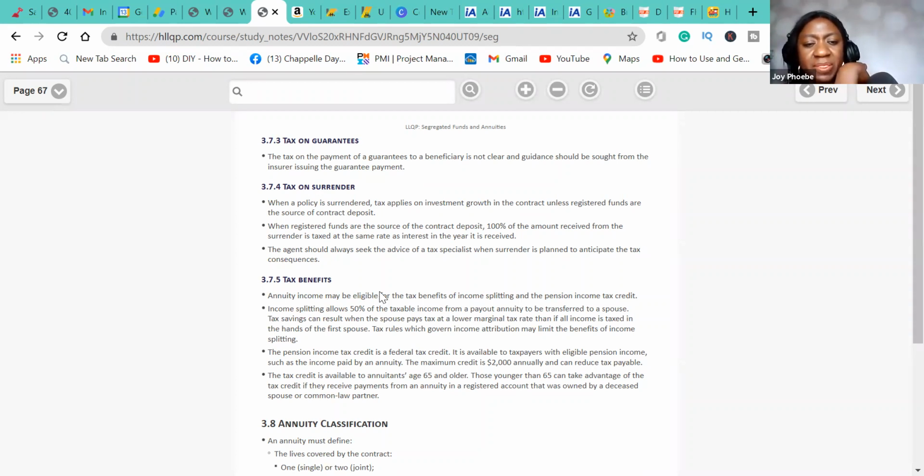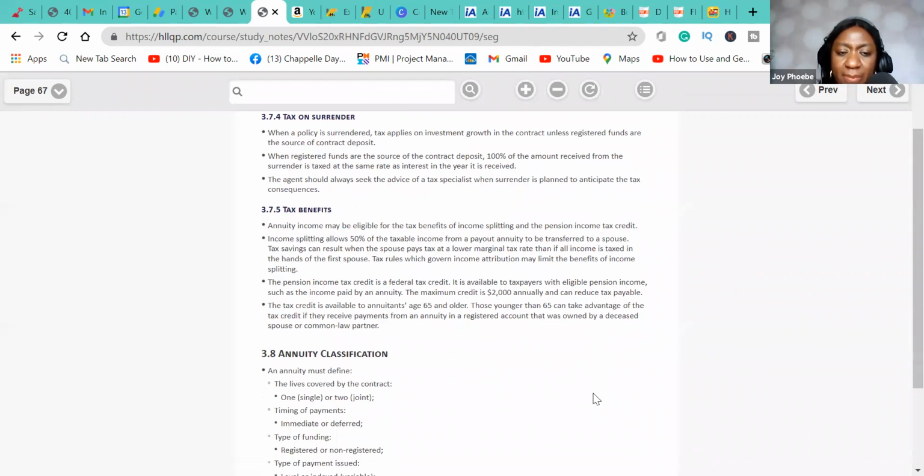What are the tax benefits? Annuity incomes may be eligible for tax benefit income splitting, and the pension income tax credits allow up to 50% of the taxable income from a payout annuity to be transferred to their spouses.